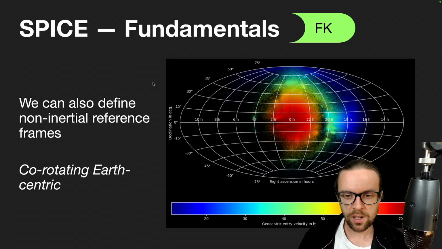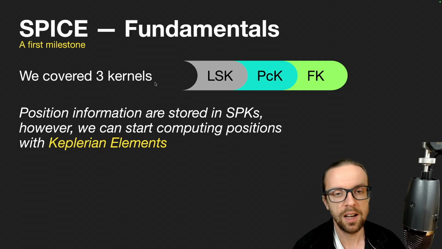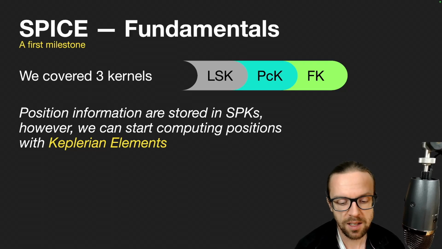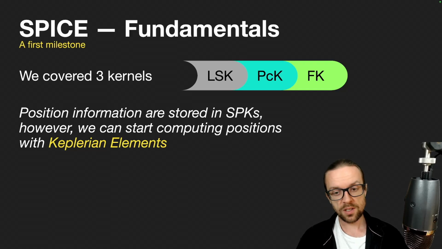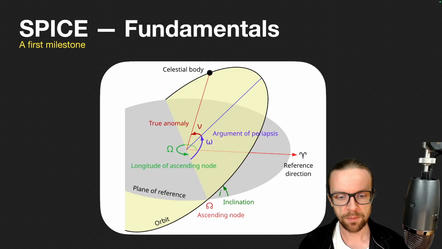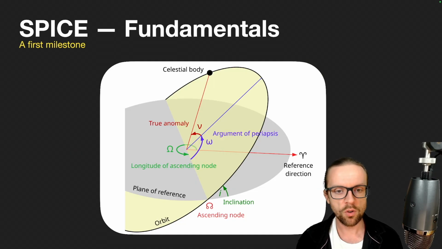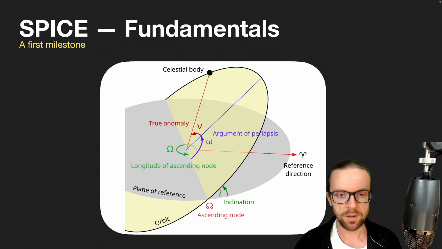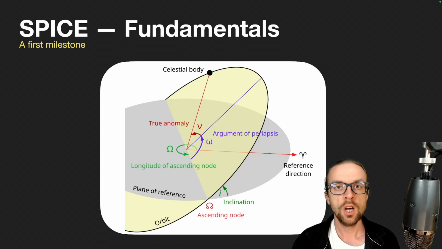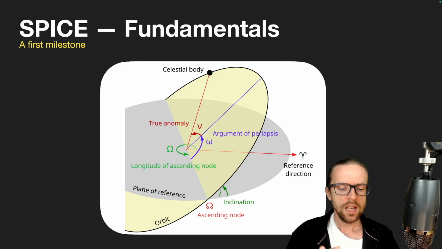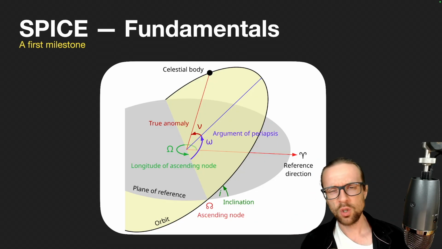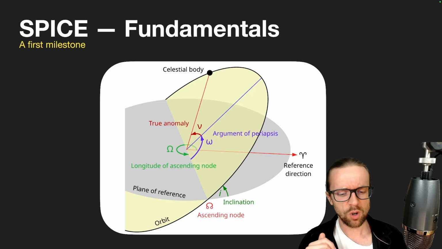Last but not least, I would like to sum up what we had now, a deep dive into three kernels: the LSK, the PCK, and the frame kernels. With these three things, we can already do some SPICE work. We could determine movement with the Keplerian elements. Maybe you have heard about it. We have six degrees of freedom, so we need six Keplerian elements plus a seventh one to determine the position. These are, for example, the semi-major axis, the argument of periapsis, and so on. You don't have to know it for now. Maybe it's a little bit too much for this session. We can talk about this later.